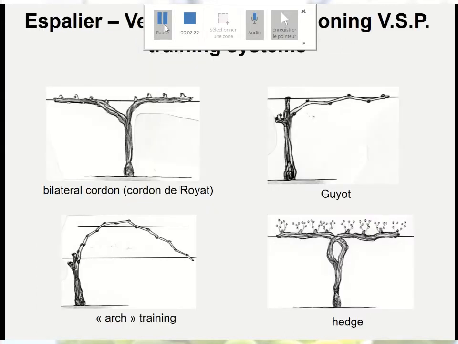Different examples of VSP with the double cordon, the cane pruning, arch pruning for cane pruning, and mechanical pruning as well with hedge. Again, don't be confused between pruning systems and training systems. For example, a bilateral cordon can be trellised or not.